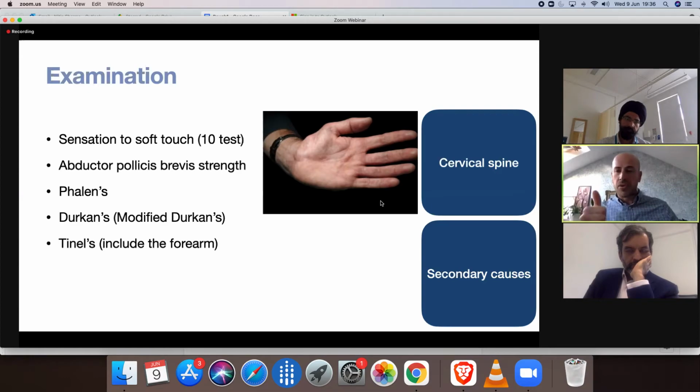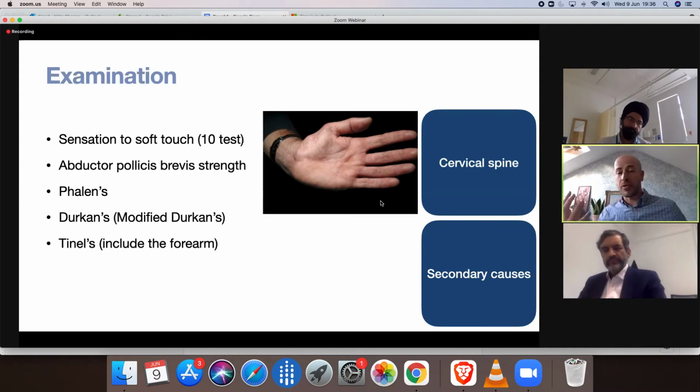Of course, it's important to rule out a more proximal lesion or a double crush. So maneuvers around the cervical spine, doing a Spurling's test, can be useful, as well as picking this up in the history. And of course, secondary causes. So looking at identifying problems with diabetes, for example, numbness elsewhere is important.